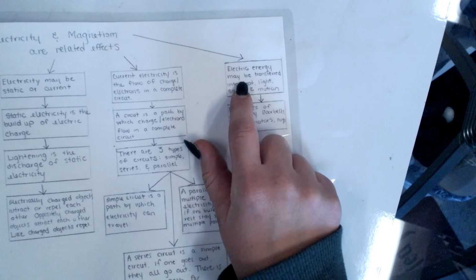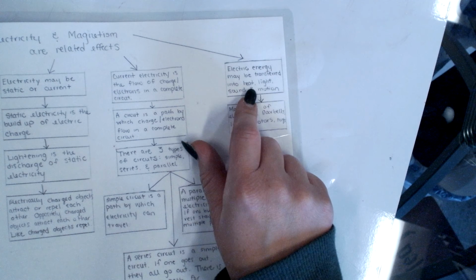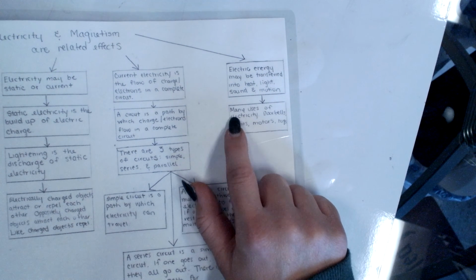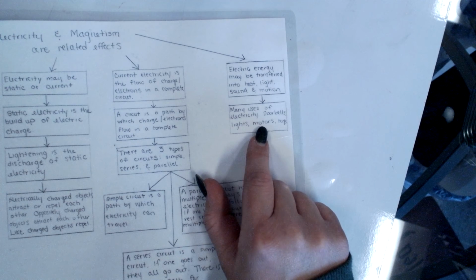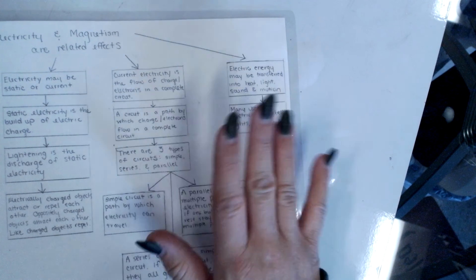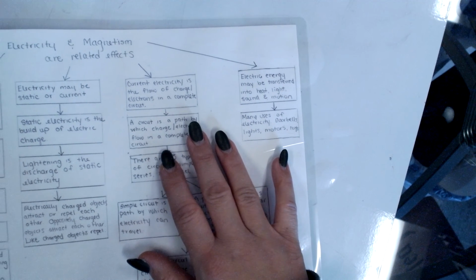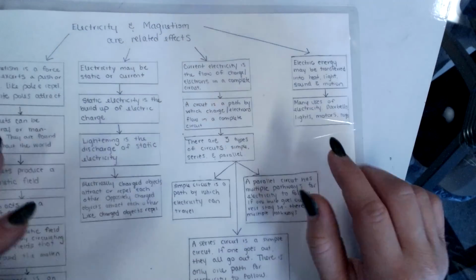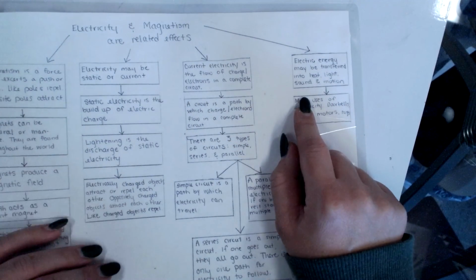Electric energy may be transferred into heat, light, sound, and motion. So there's many uses of electricity: doorbells, lights, motors, toys, all of these things that we use electricity for, guys. This is what electric energy can be turned into.